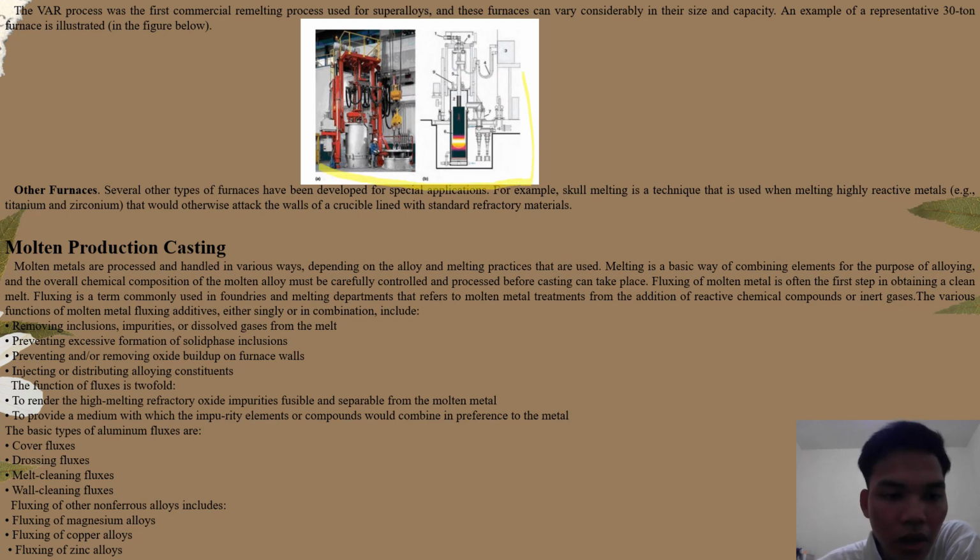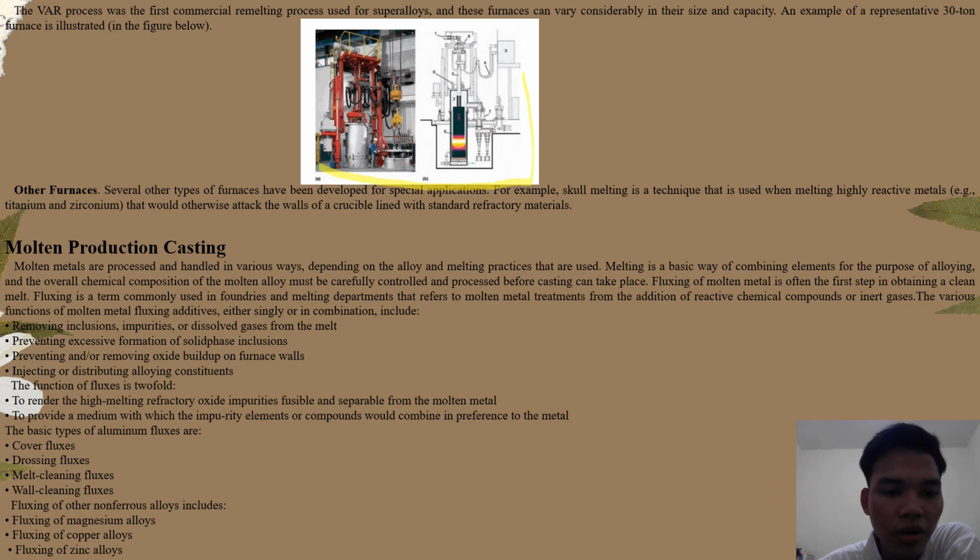Other furnaces. Several other types of furnace have been developed for special applications. For example, skull melting is a technique that is used when melting highly reactive metals, such as titanium and zirconium. The walls of the crucible are lined with a layer of standard recovery materials.